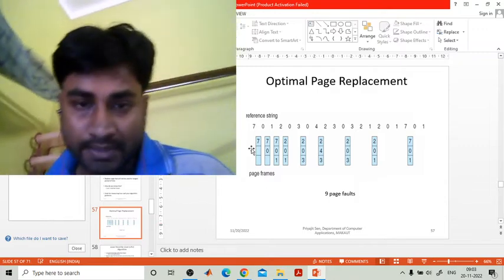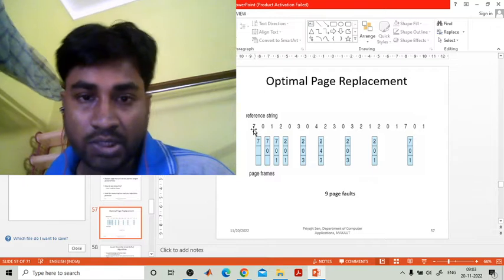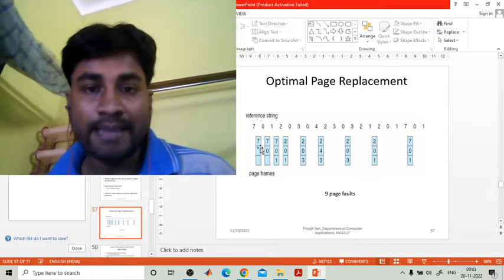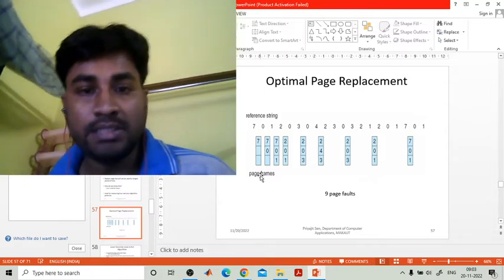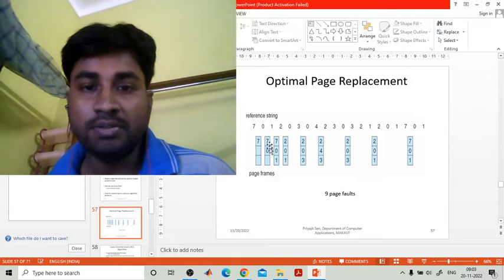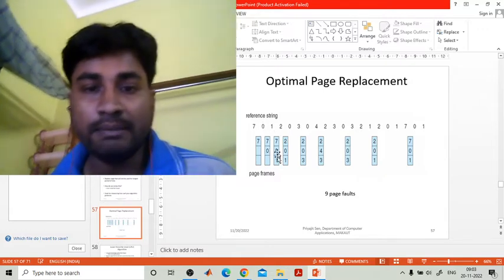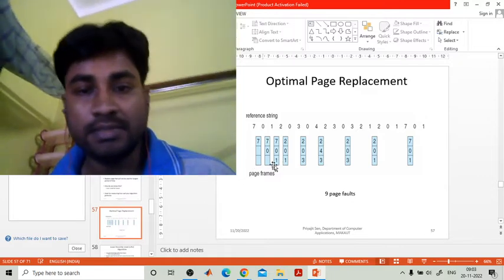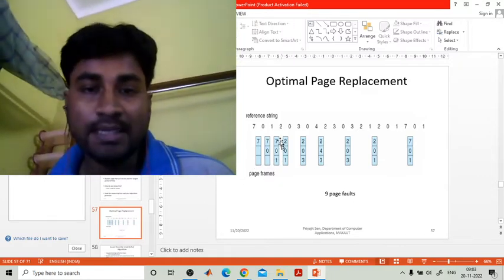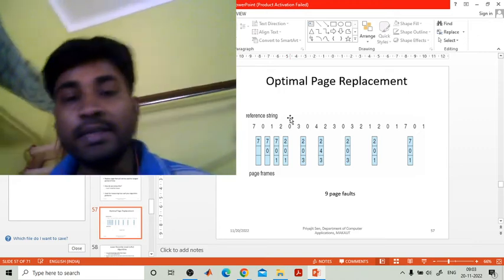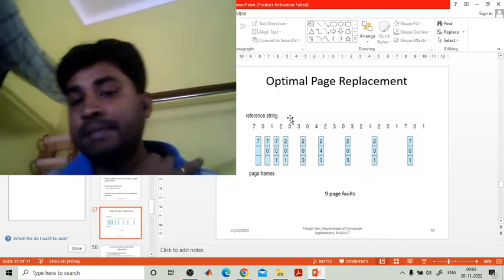In the optimal, you can see 7 is not found initially, it was blank there, so we have kept 7. This is a page fault. 0 came after 7, it is a page fault. 1 came after 0, it is a page fault. 3 page faults initially occurred. Now 2 came. Okay, where will 2 be kept?